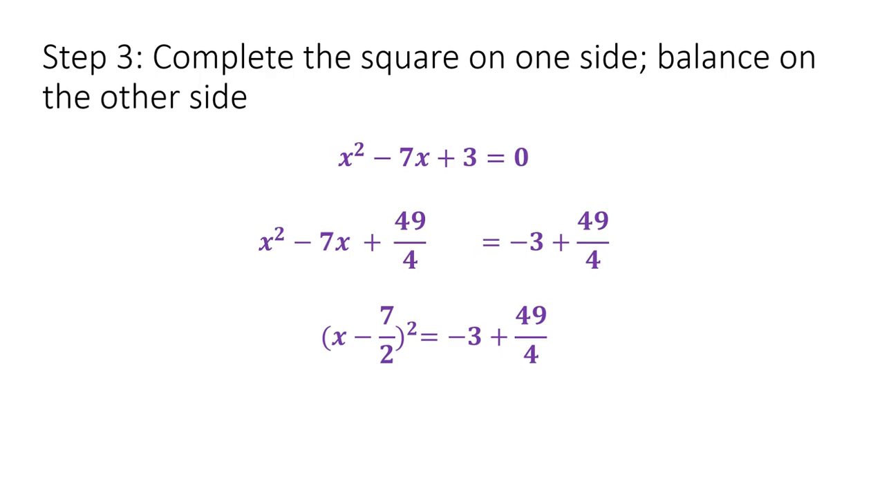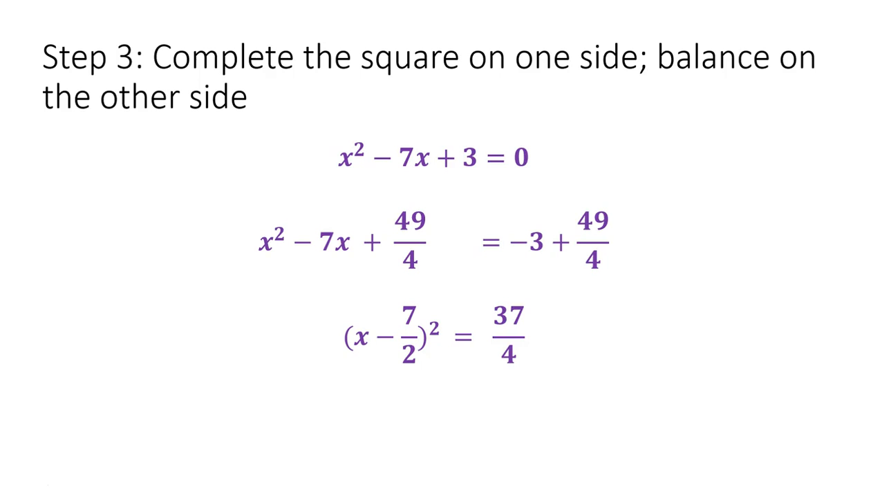We've got to get a common denominator. This negative 3 has got to become a fraction over 4. So it becomes negative 12 over 4. Now we can add with like denominators, and the right-hand side turns into 37 over 4. So we've finished a long process on step 3, completing the square on one side and balancing on the other.